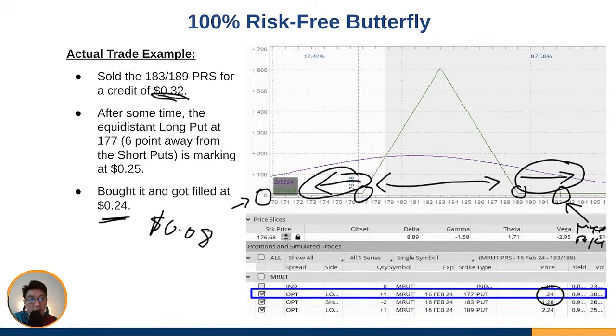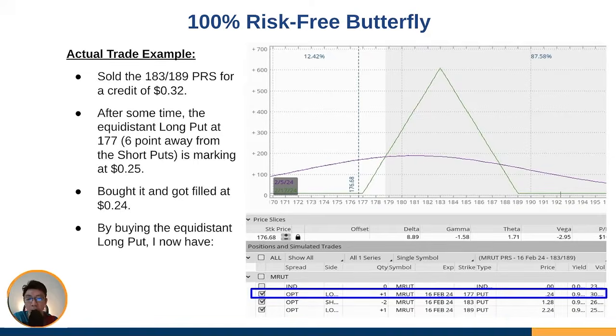Now, if the market trades down and it lands somewhere around here at expiration, then this is where I'm going to get much more than the minimum profit. And if it doesn't reach inside here, then guess what? At least I still get some profit.